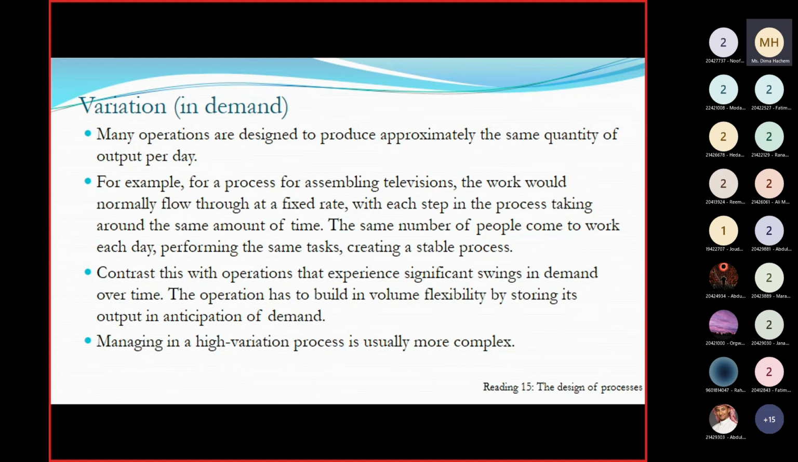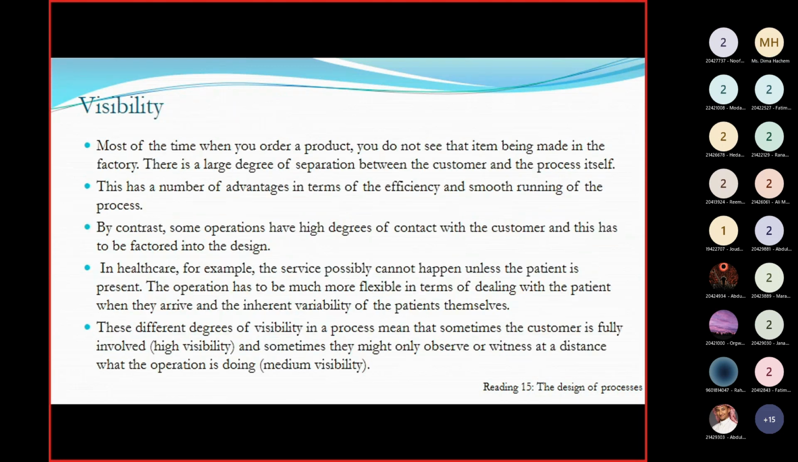Let's say an ice cream shop. The ice cream shop cannot know how much demand will come every hour of the day. Okay, so it will be hard for them. Sometimes they may prepare more ice cream, okay, more ice cream that they don't sell. Sometimes they prepare less ice cream and they have customers with no ice cream. Okay, they are short on their products. So this is why higher variation will lead to more complexity. Okay, now the fourth one is called visibility.